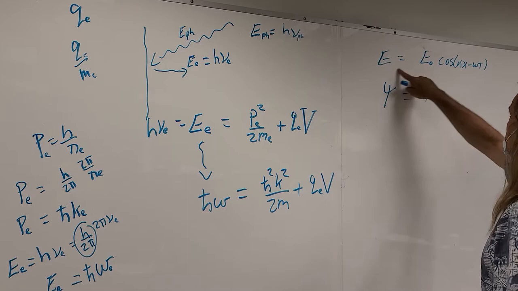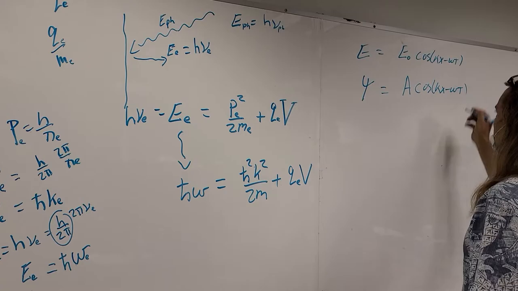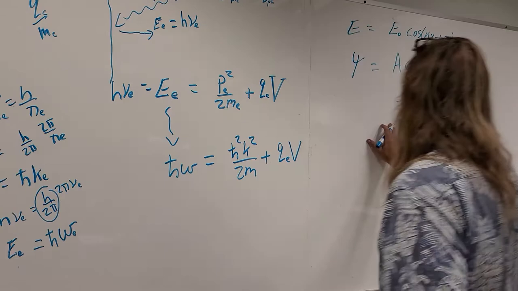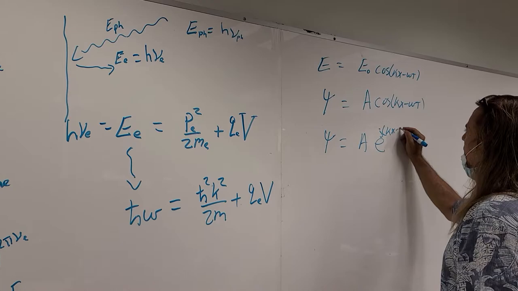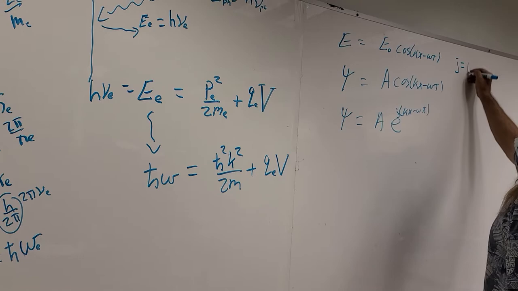So this is a fine way to write an electron wave function, because we know there's a mathematical wave function that describes it. But it's going to be easier to use Euler's relationship and write this as A e to the j (kx minus omega t), where j is the square root of minus 1. That's just going to be easier for me to run around the chalkboard or the whiteboard with.